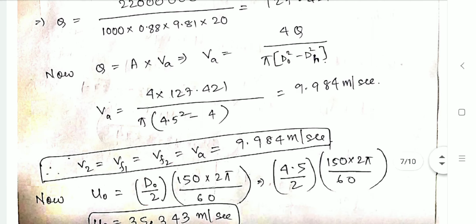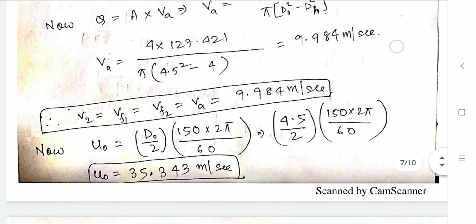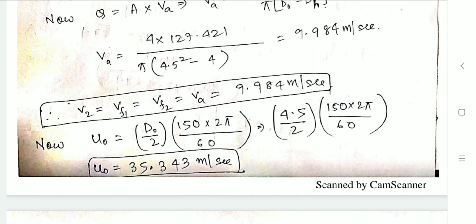So we get v2 equal to vf1 equal to vf2 equal to va equal to 9.984 meter per second. Now we calculate the blade linear velocity u naught equal to d naught by 2 times 150 into 2 pi divided by 60. So substituting the values, blade linear velocity is 35.343 meter per second.